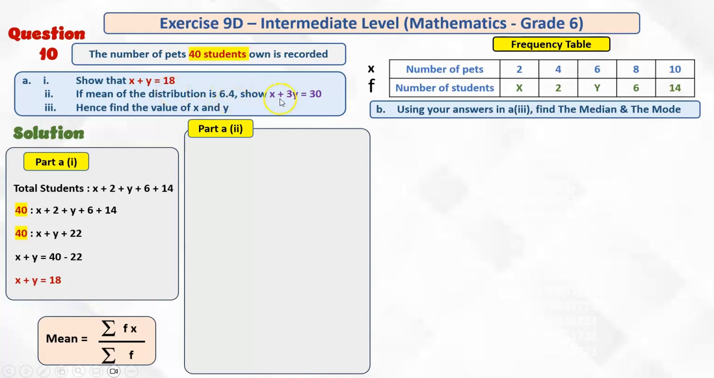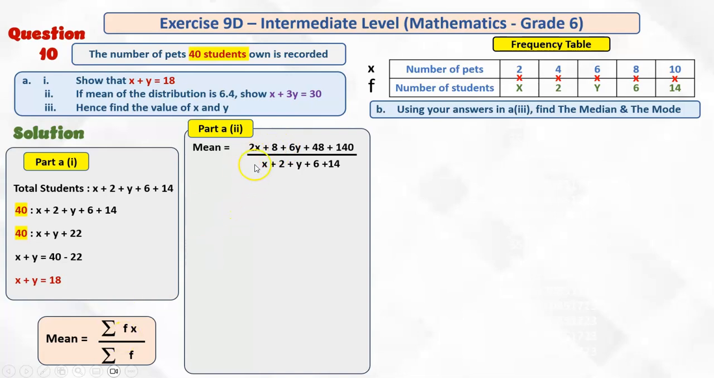Coming over to part A2, if we know that the mean of the distribution is 6.4, we have to show that x plus 3y equals 30. And what is mean? Mean is sigma fx, or summation fx, divided by summation f. And what is summation fx? We have to multiply x by f. So fx becomes 2x, 4 multiplied by 2 becomes 8, 6 multiplied by y becomes 6y, 8 multiplied by 6 becomes 48, and 10 multiplied by 14 makes 140.